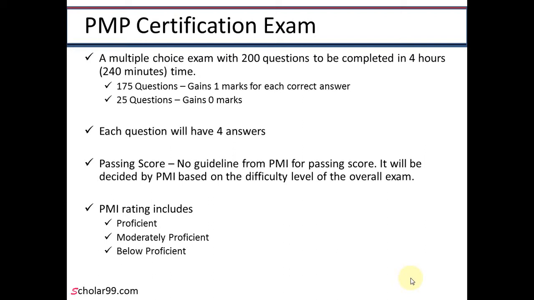Coming to the exam format, this is a multiple choice exam with 200 questions to be completed in 4 hours, which means you would get more than 1 minute for each question, and you will have two different types of questions here. The first part is 175 questions, which gain 1 mark for each correct answer, and there is another set of 25 questions which will not have any marks, but PMI keeps these 25 questions for experimental purposes, to include them in future exams, right? And every question will have 4 answers, out of which you will have to choose the best answer.